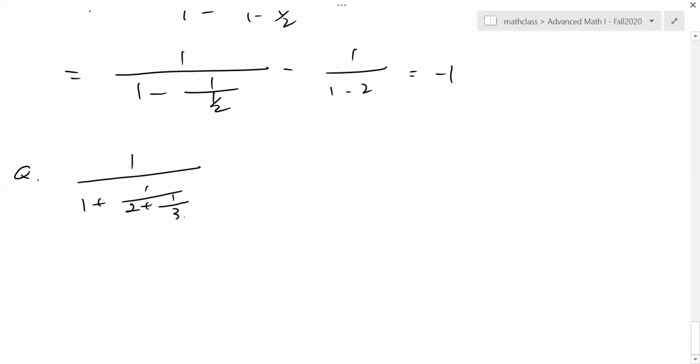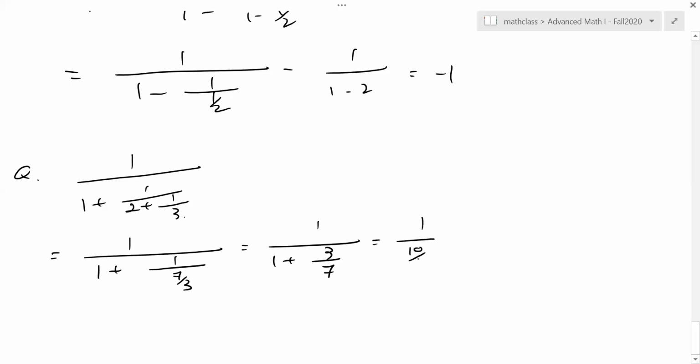Okay. Anyone get answers? Alex, now, what do you got? So this is going to be, right, simplify this, and here 2 plus 1/3, 7 over 3. Then turn this upside down, 3 over 7, and add them together will be 10 over 7, that'll be 7 over 10.